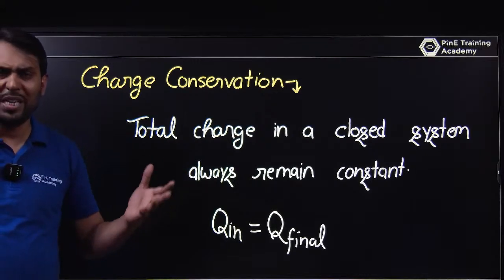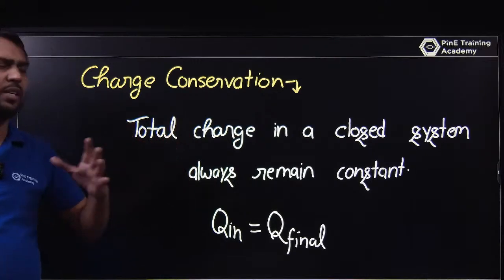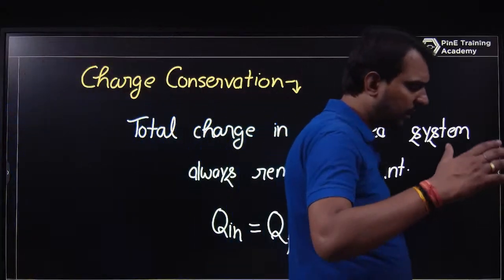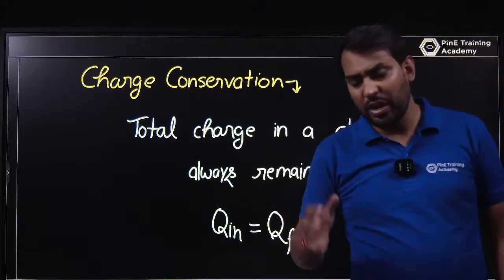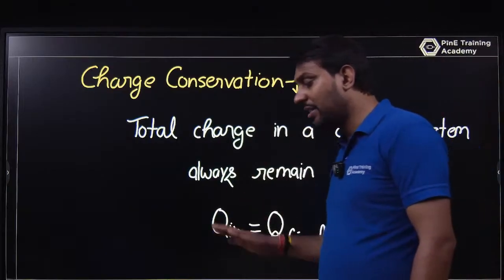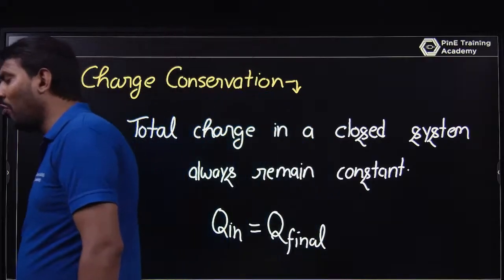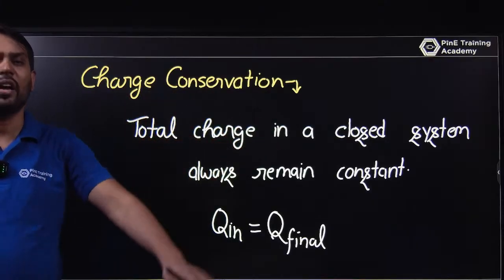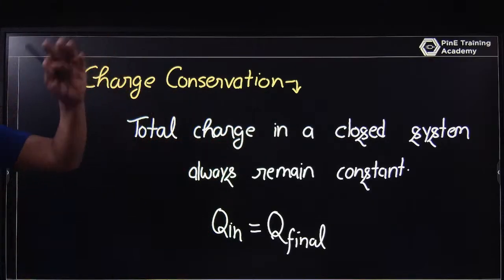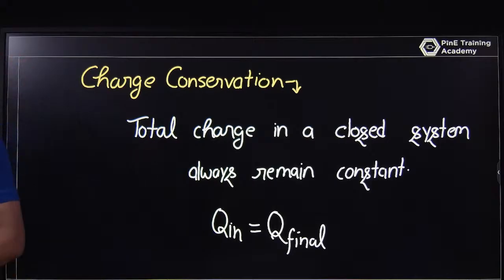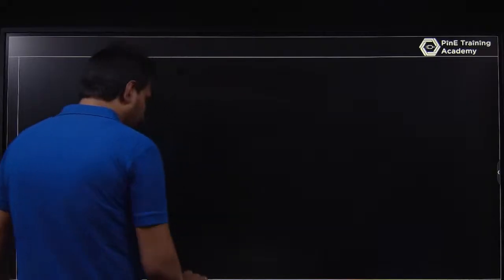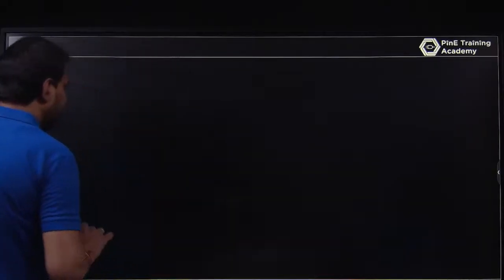The basic definition of charge conservation: the total charge in a closed system always remains constant. In a closed circuit, the total charge remains constant. Q initial is equal to Q final, just like the entering current is equal to the leaving current at the node. The total charge initially will remain the same at the final. So let's try to understand what Q initial equal to Q final means.